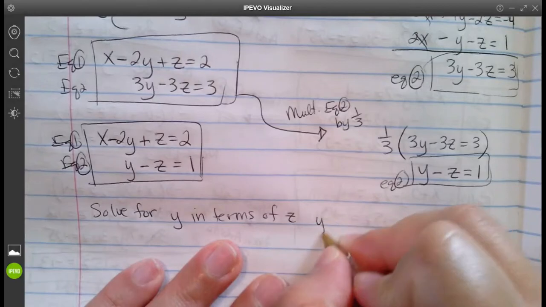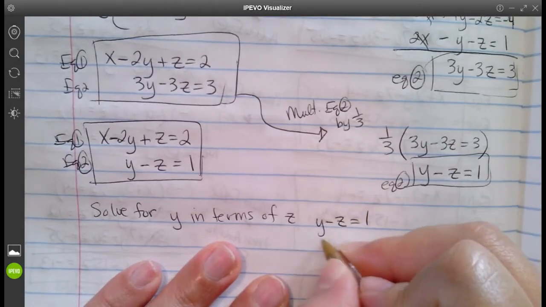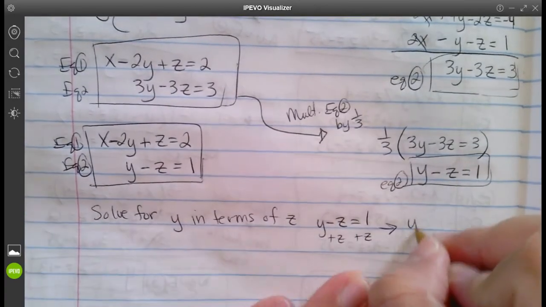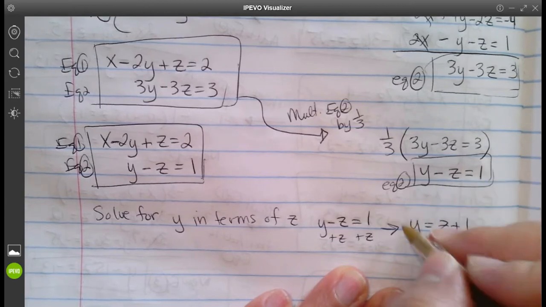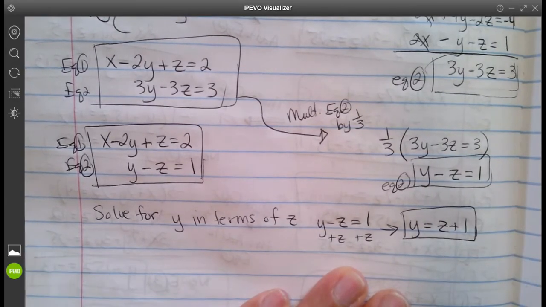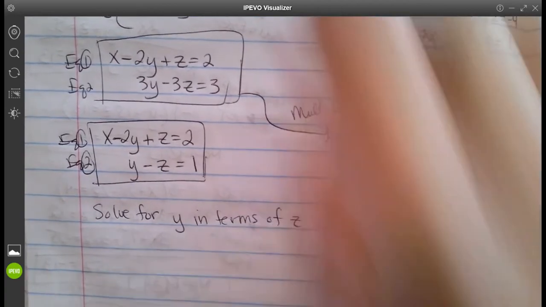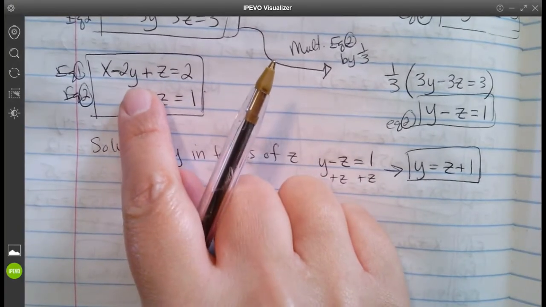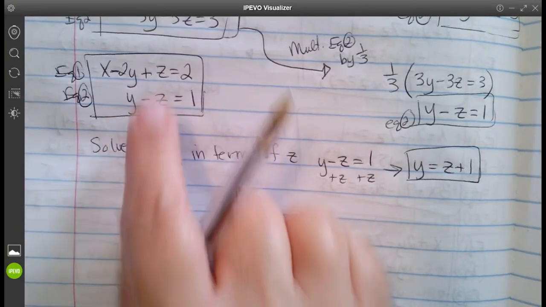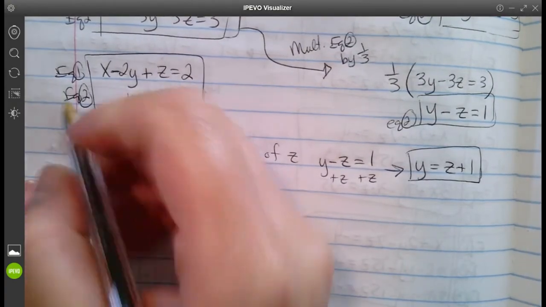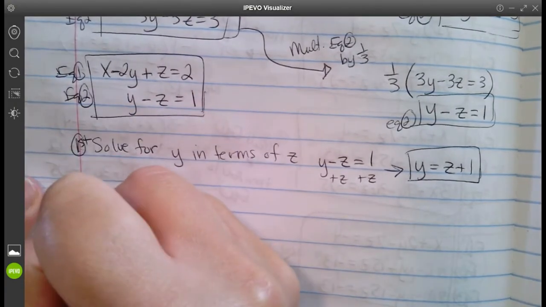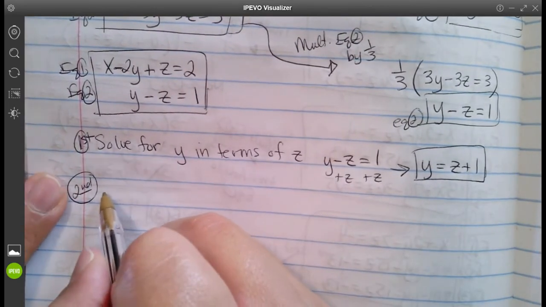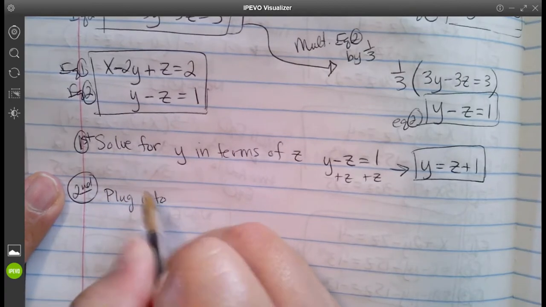So y minus z equals 1. We're going to add z to both sides, which gives us y equals z plus 1. So how is that going to help us? Now, just like the problem we had before, we can plug this one into the other one to get that one in terms of z as well. So first, second, or step 1, step 2, if you want. We're going to plug into equation 1.